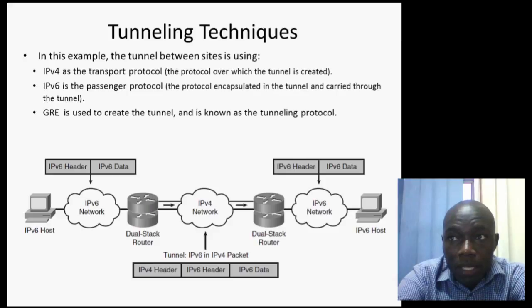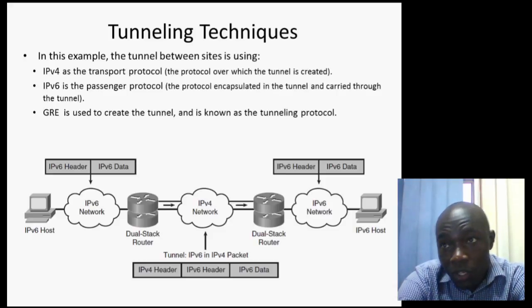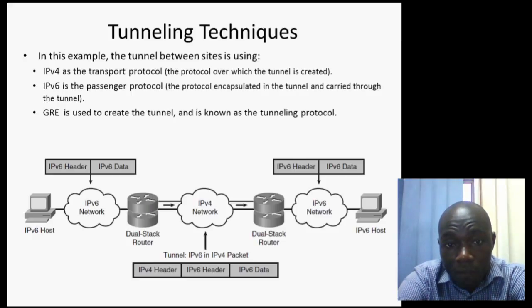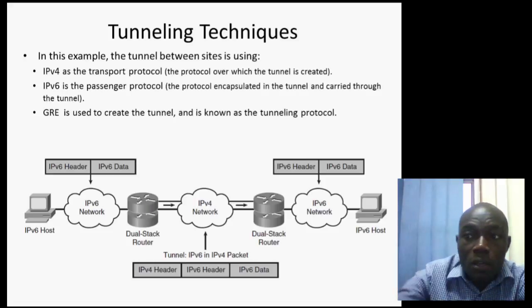So there's an example there, and it looks at the tunnel between sites. In this example, IP version 4 functions as a transport protocol. In this case, the protocol over which the tunnel is created. So the tunnel will be created over the IP version 4 network. IP version 6 is a passenger protocol, the protocol encapsulated in the tunnel and carried through the tunnel. GRE is used to create the tunnel and is known as the tunneling protocol.